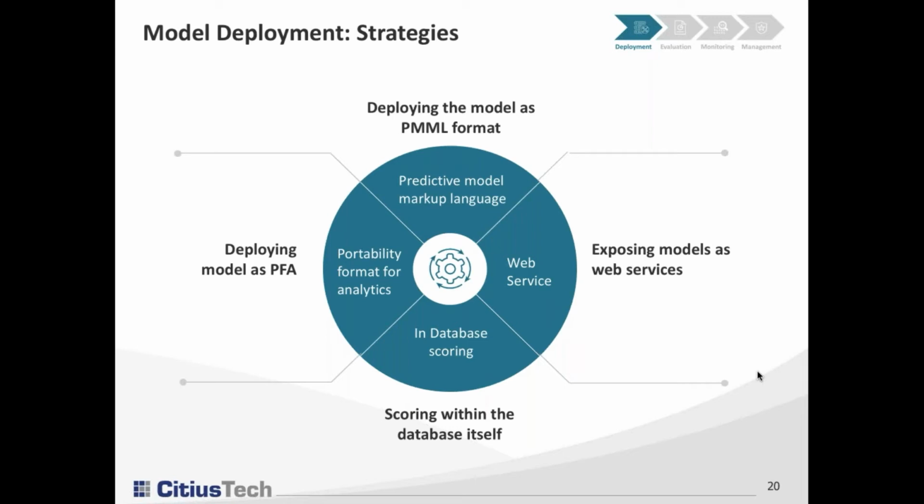And finally, the last one is a portable format for analytics. This is a new standard in the industry, and it's meant to improve on PMML by allowing for more flexible support for advanced computational models. The pros here are that a wide variety of algorithms are supported, and there's easy integration into the data environment. The major con is that it's still new and not widely supported, but we expect that to change over time as the industry evolves.